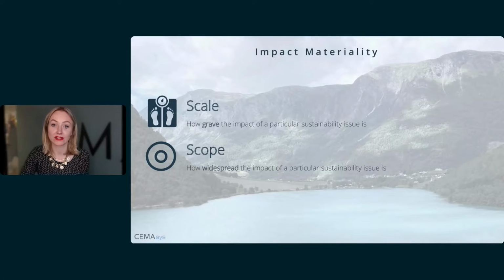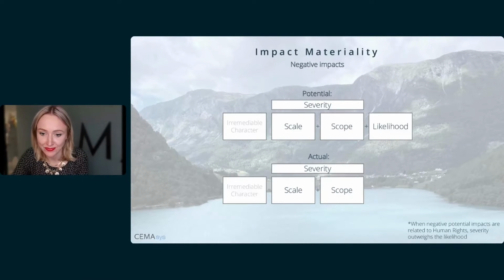A little bit on scale and scope. Again, if you're familiar with GRI, you probably know what this is about. Scale essentially means how much does something matter right here, and scope is how much does it matter out here. So in order to find out how severe or important something is, we need to take both of these things into consideration. How important is it here, and how important is it here? Or grave or widespread, technical term.